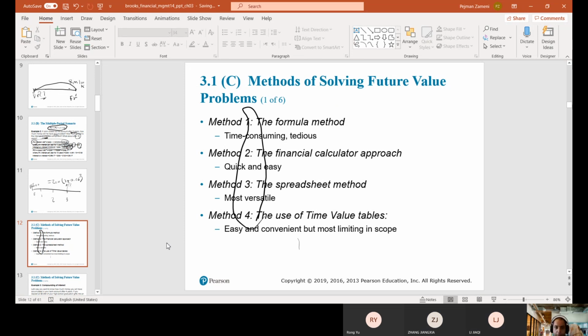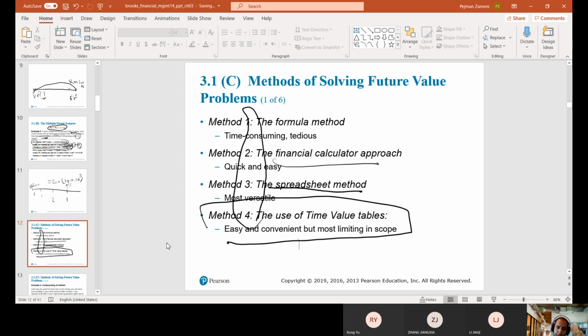Later, if you want, you can buy a financial calculator and solve this type of question with it. You can use a spreadsheet method, meaning you can use Excel. And for this module, you need to learn Excel by yourself, okay? I try to give you some material, some videos from YouTube, but you need to learn it by yourself. And method 4 is referring to the time value table. There are many different ways of doing the same thing, okay?